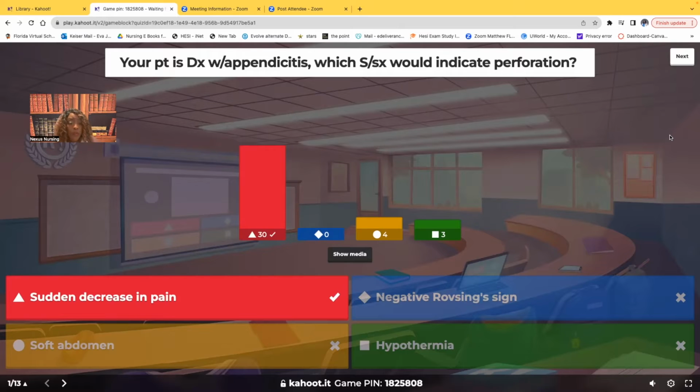Soft abdomen, nope. If the patient's got appendicitis, they'll be guarding that area. And if that appendix has ruptured, if there's been perforation, that area is going to become rigid, board-like. And last, hypothermia. No, if anything, that patient's temperature is going to increase, especially if that appendix ruptures. So the correct answer is sudden decrease in pain. And now you know why.